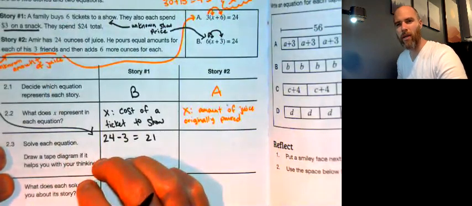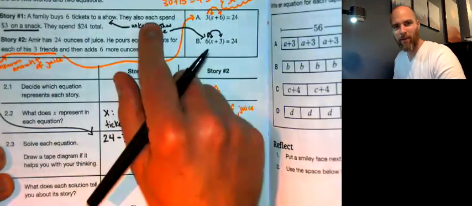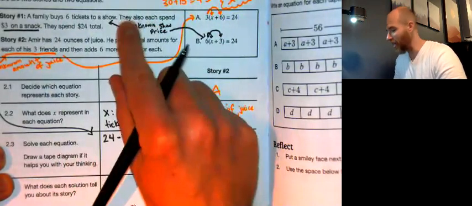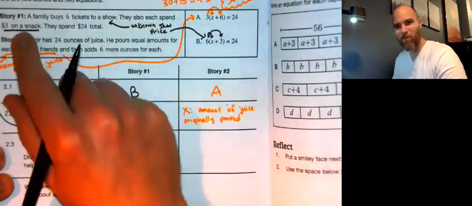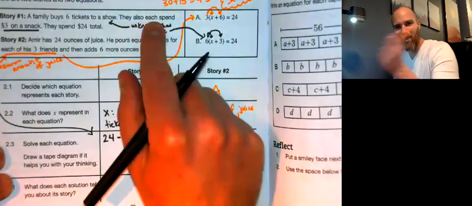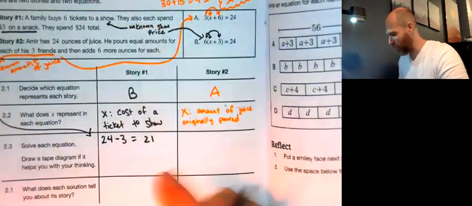Oh, you know what I'm just now realizing? It does say each right here. They also each spend $3 on a snack. Oops. My eyes just went right over that. Okay, so that changes things.